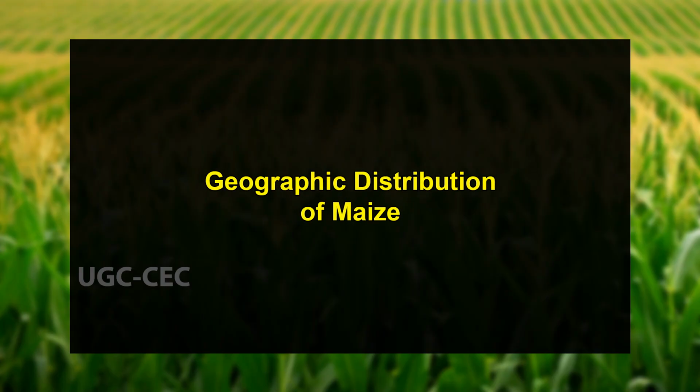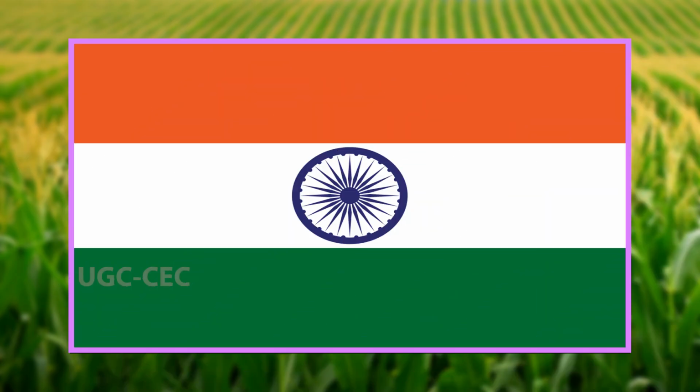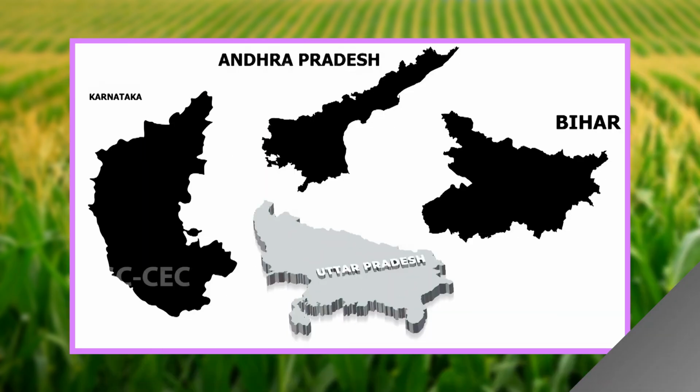Now, we shall talk about geographic distribution. Maize is the world's leading cereal crop. It is cultivated globally over an area of about 147.26 million hectares with a production of 724.6 million tons of grain. In India, the crop is cultivated on 7.4 million hectares. Among the states, Karnataka, Andhra Pradesh, Uttar Pradesh, and Bihar are the leading producers of maize.